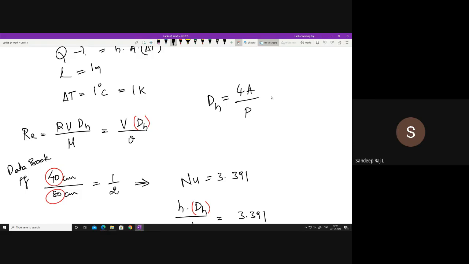What is the area of the rectangle here? It is 80 into 40. Both are in centimeters, so you multiply with 10 to the power of minus 4. What is the perimeter? 2 times A plus B, that is 80 plus 40 into 10 to the power of minus 2. So somebody tell me what is this DH value?